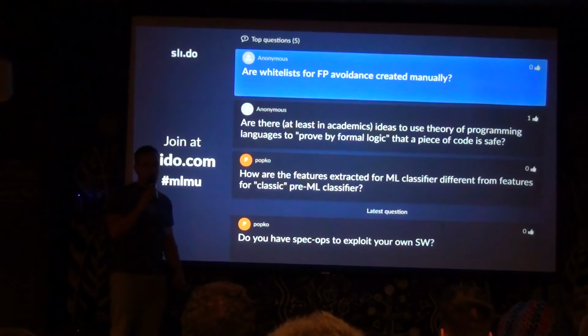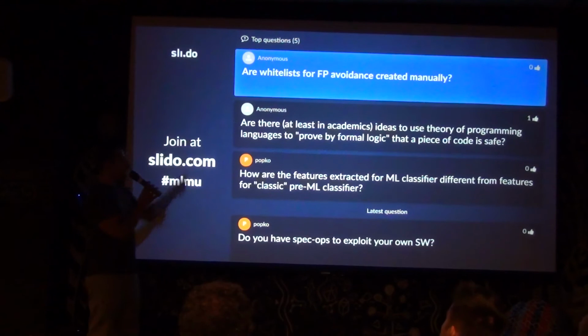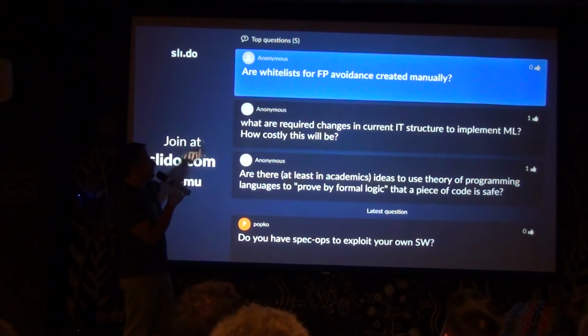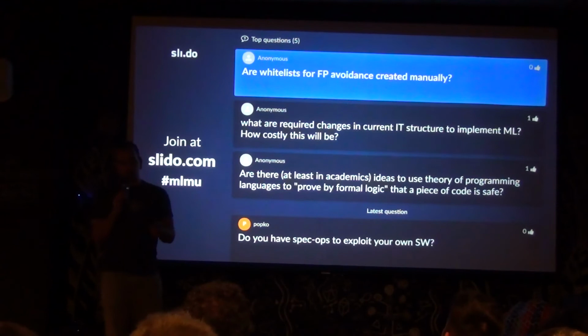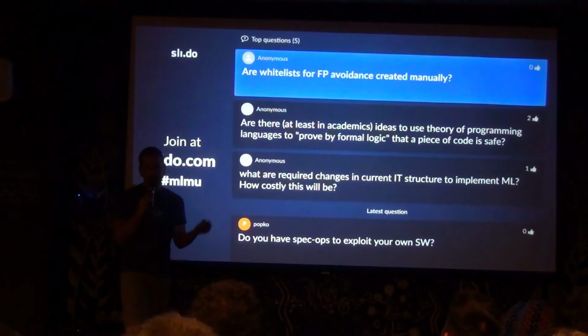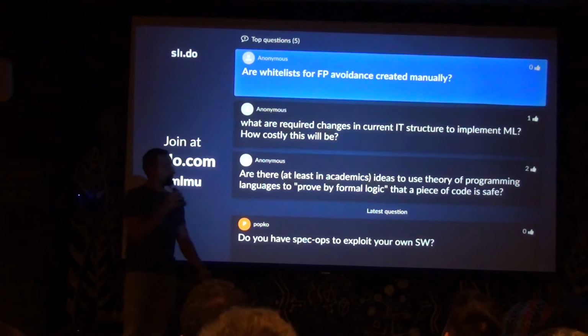So that's the base, and then we also have different methods, based on similarity and prevalence and different factors that we use. But whitelisting is super important for the performance of the system. If you can whitelist something, you don't need to extract the features or run it in the sandbox. So it's very, very important to have it done well. And yeah, we do it a lot.